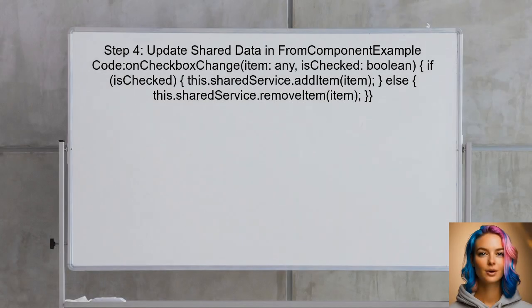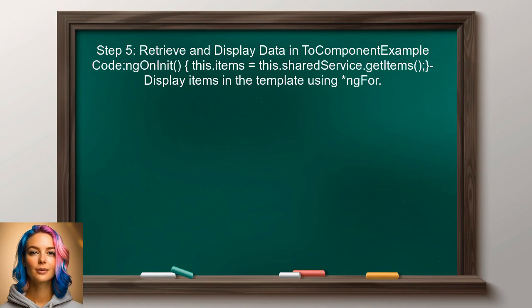In the from component, the user should call the add and remove methods of the shared service when an item is selected or deselected. This will update the shared data. Finally, in the to component, the user should retrieve the shared data using the getItems method and display it. This will ensure that the to component reflects the selections made in the from component.